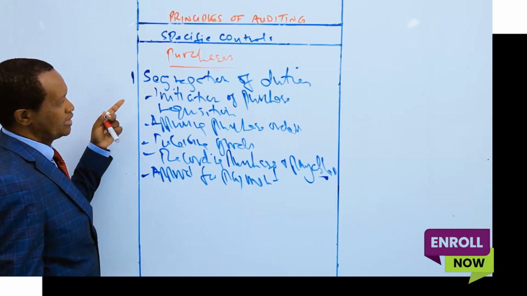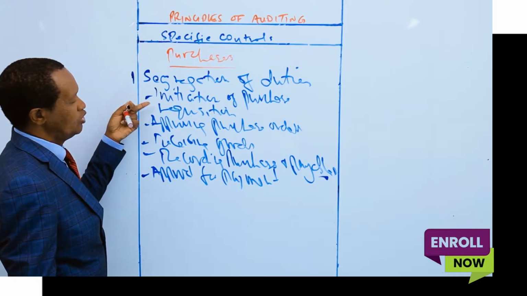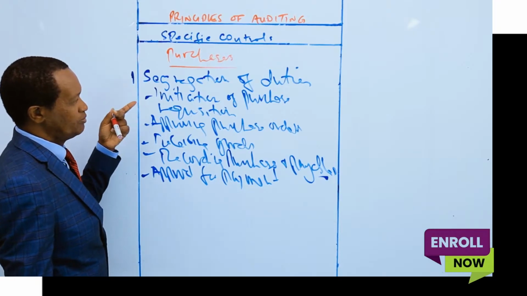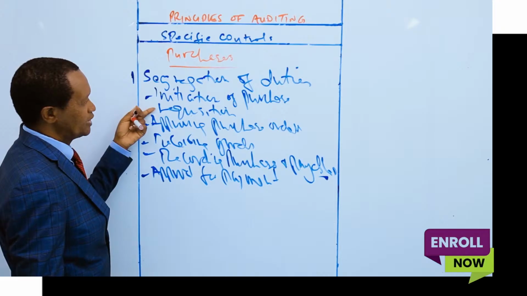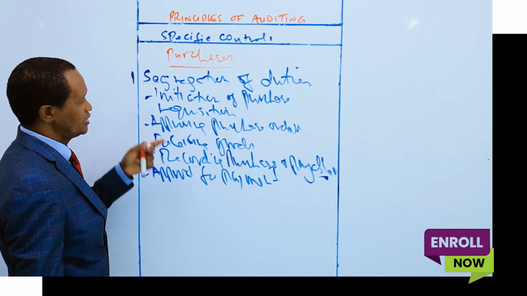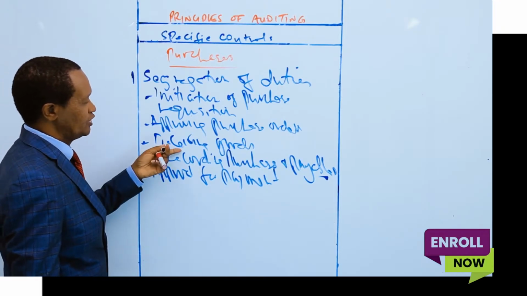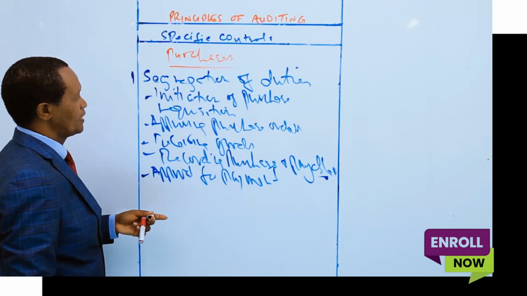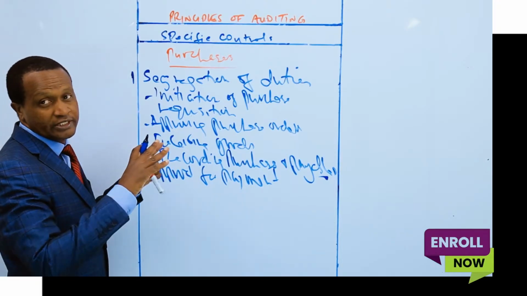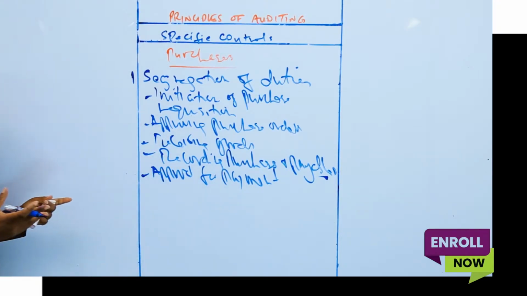They may be carried out by a department or an individual. There are companies that have departments for requisitions. There are companies that have departments for receiving orders. It depends on the company, but they should be segregated. So that's the first control in the purchase cycle.